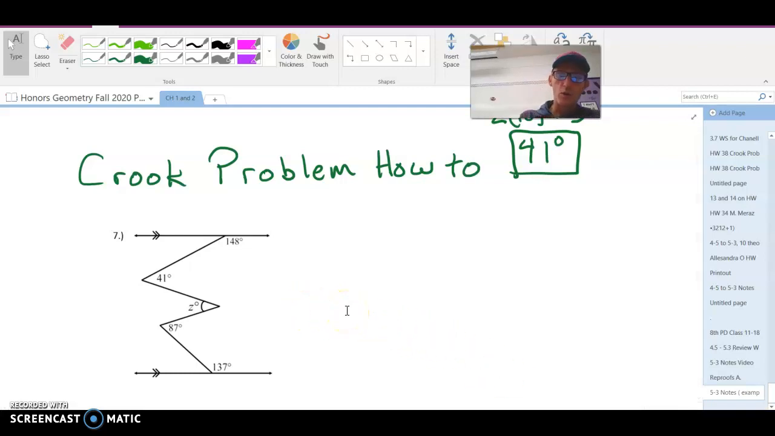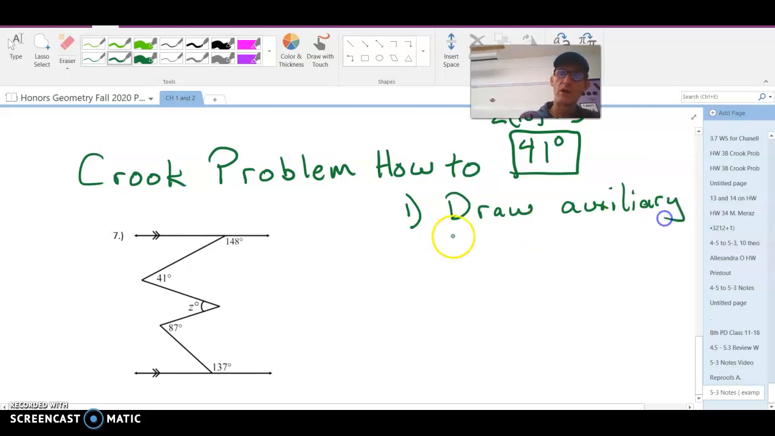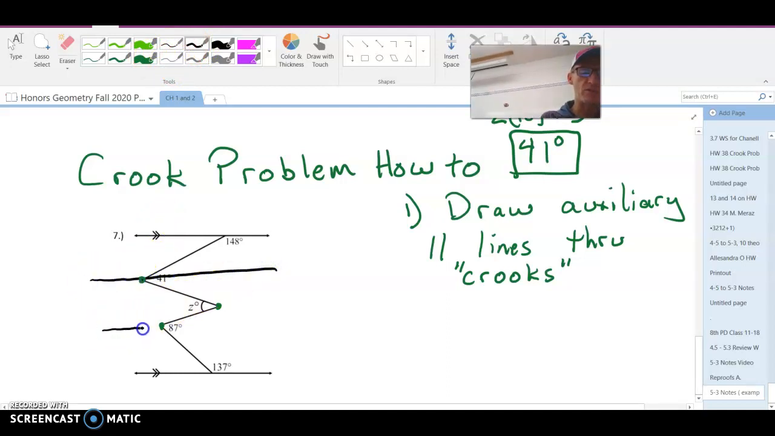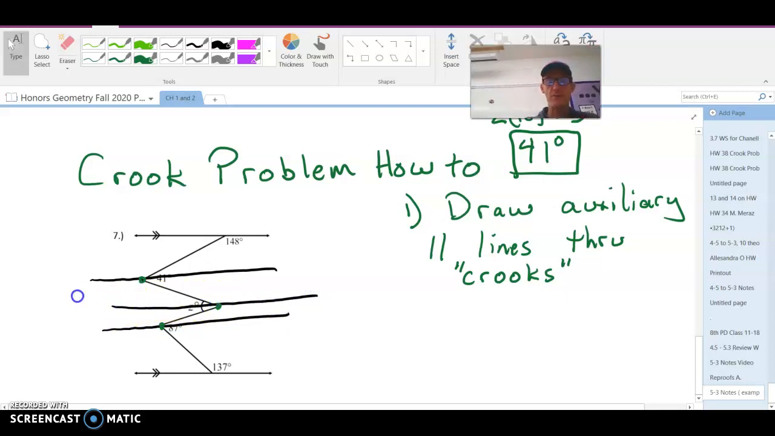Okay. So the first thing you want to do with these Crook problems is you want to draw auxiliary parallel lines through the crooks. So the crooks here are this crook, and this crook. So I'm going to draw some auxiliary parallel lines. This is 1, and this is 2, and it looks like I have a third one here. That's a little tricky. Okay?